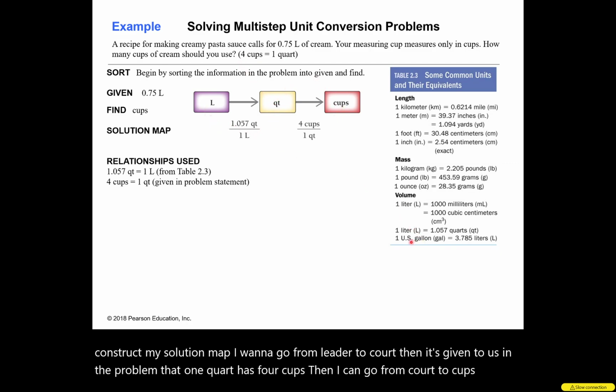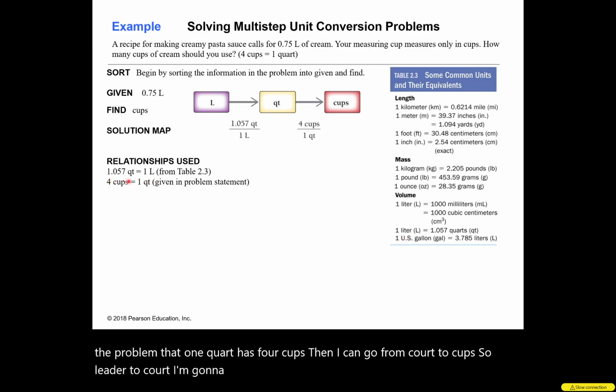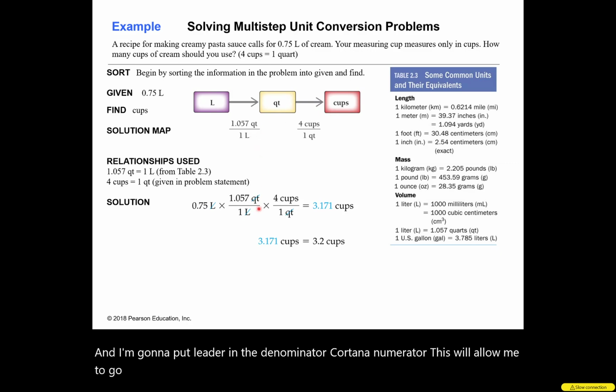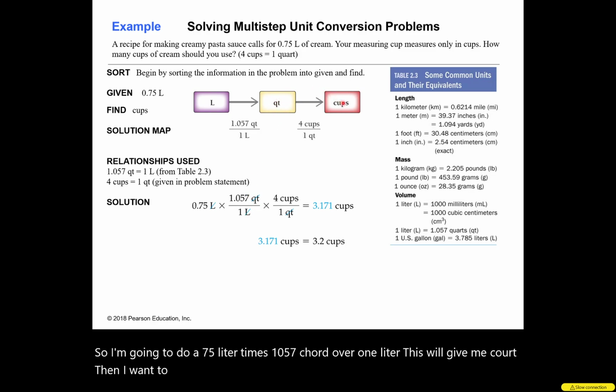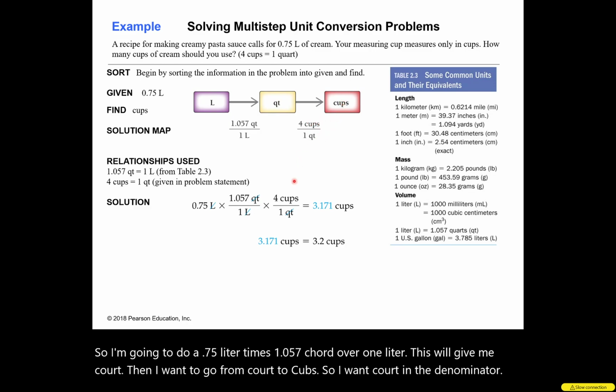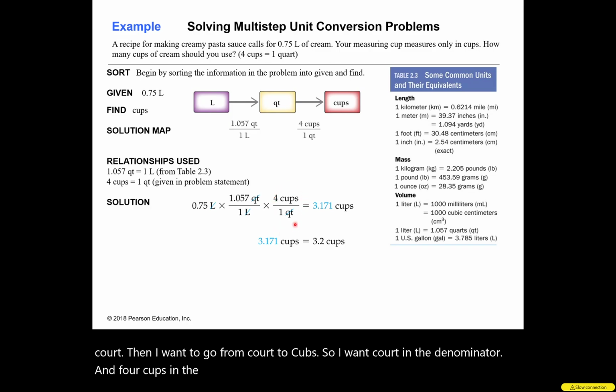So liter to quart, I'm going to take that equality right here, 1 liter to quart. And I'm going to put liter in the denominator, quart in the numerator. This will allow me to go from liter to quart. So I'm going to do 0.75 liter times 1.057 quart over 1 liter. This will give me quart. Then I want to go from quart to cups. So I want quart in the denominator and 4 cups in the numerator. So I multiply by this ratio right here. This will allow me to convert to cups, 3.171 cups.